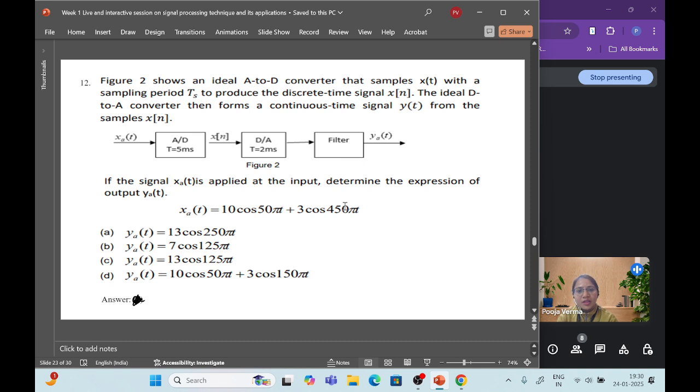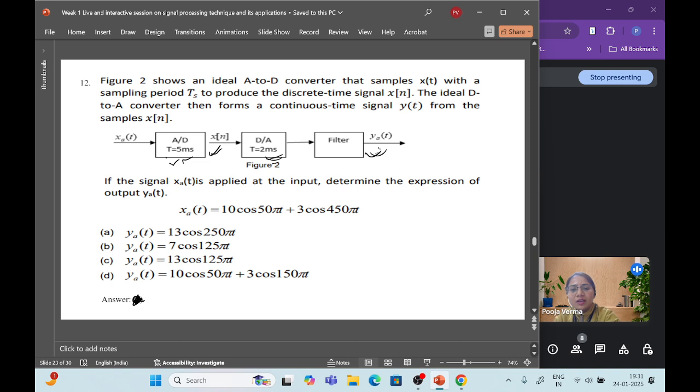Okay, so next question here. Analog is converted into a digital signal. Then again, we have to convert the digital to an analog signal. The sampling frequency in both the cases is different. Here the sampling period is T equal to 5 milliseconds. Here the sampling period is 2 milliseconds. After that, we are applying the filter, and after filtering, the final output signal is y a of t. So from here we have to calculate y of t from the sample x of n.